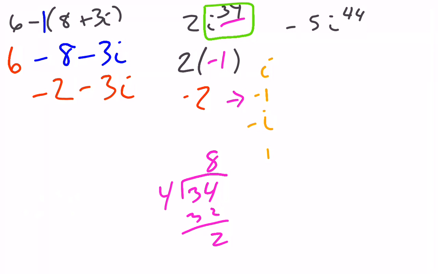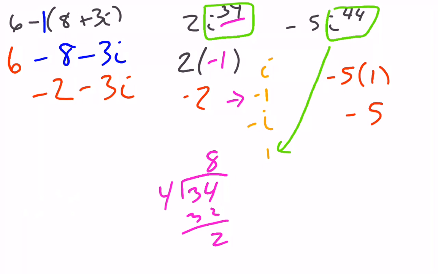Now 44, we know 44 is a multiple of 4, right? Hopefully. So that means i to the 44th is going to simplify to 1, the fourth thing in my cycle. So that would give me -5 times a +1, or -5.